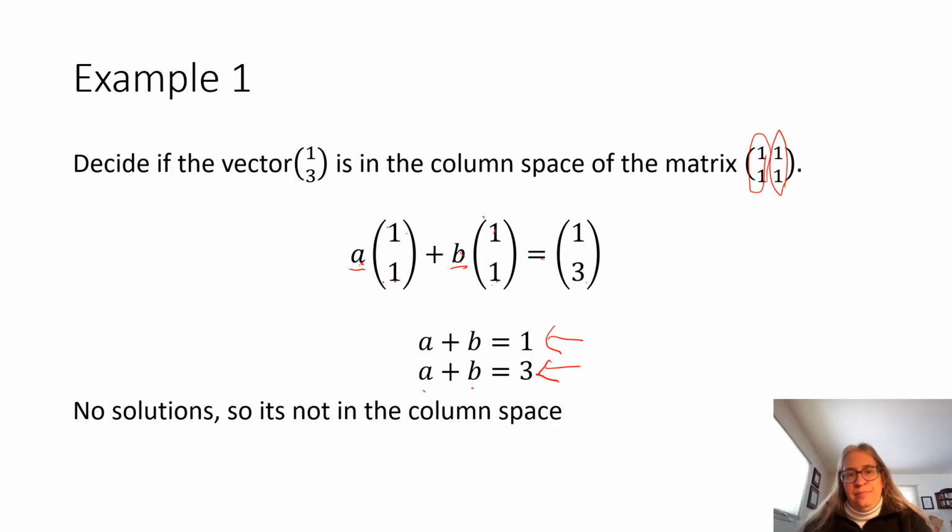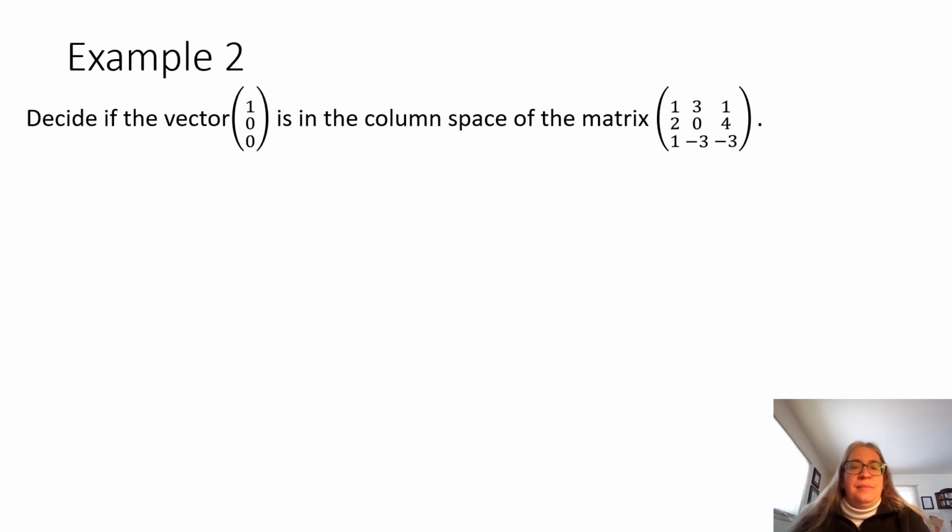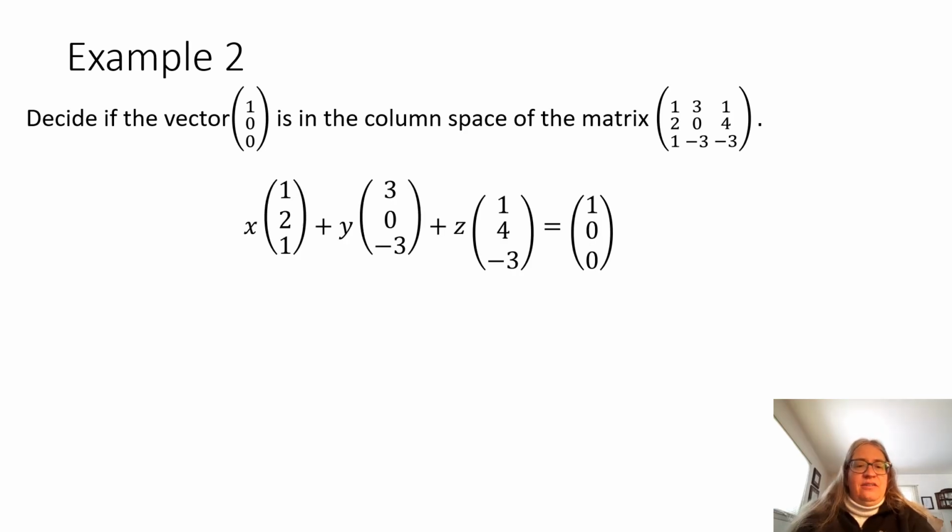Let's try another example. A little bit bigger this time, 3 by 3. Let's decide if the vector (1, 0, 0) is in the column space of the matrix given here. I won't read off all the numbers. But it's the same idea, right? (1, 0, 0) is in the column space if I can find, and I use the letters X, Y, Z this time, X, Y, and Z so that X times this vector, Y times this vector, plus Z times this vector turns out to be (1, 0, 0).